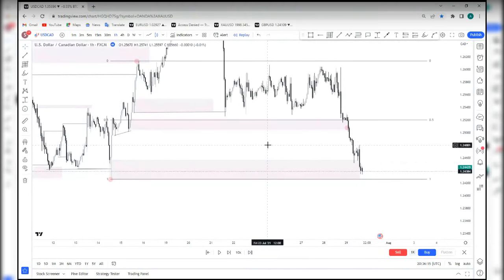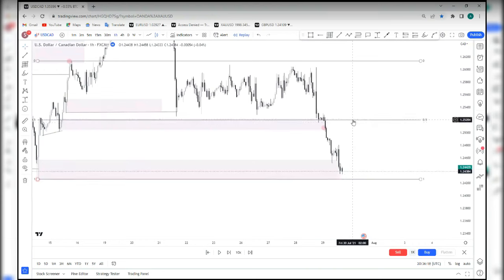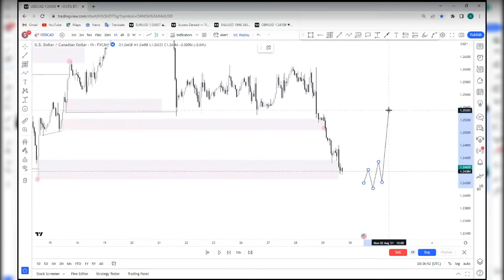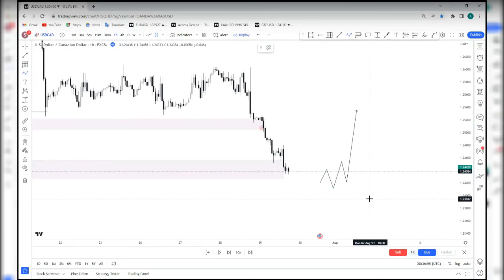This unmitigated weak low, if you don't see a confirmation, which is a structure inside it like this, don't take it. This is number one. Number two, a QM. If you don't see a QM, no. Don't trade it. Either a QM or this structure. And this QM will hunt liquidity for you.